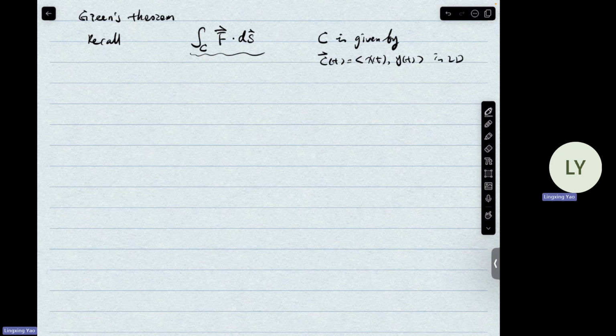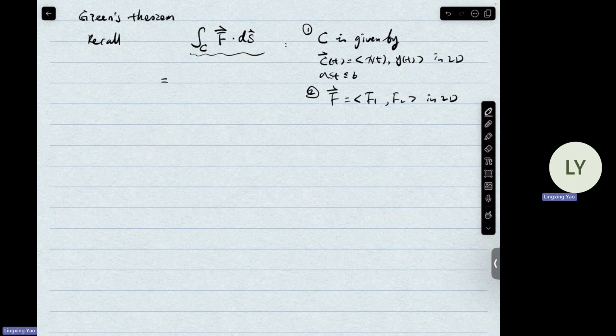Obviously, this C is given for the parameter t between two constants A and B. So this is our notation. We can also write this as, so here I think we should mark the second point, this vector field F could be written as F sub 1 and F sub 2 in 2D. Well, in 3D, it'll have three components for sure, right?